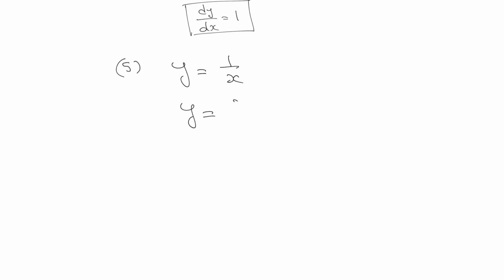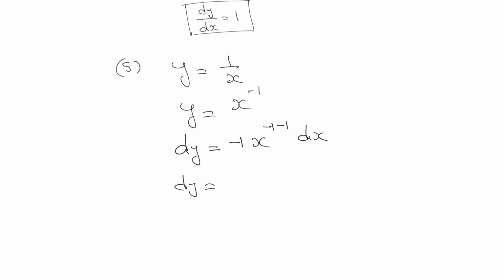So we can write this x on the numerator. So y is equal to x raised to minus 1. Now it is in the form of normal y is equal to x raised to n. Now we can apply our equation. So we can write differentiation of y, dy is equal to n into x raised to n minus 1, that is minus 1 into dx.